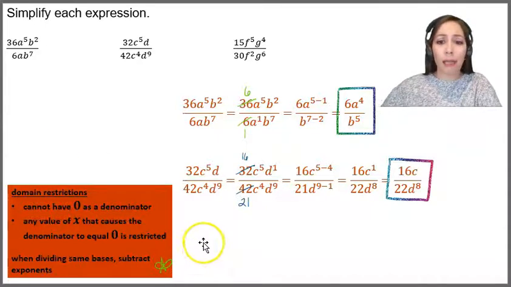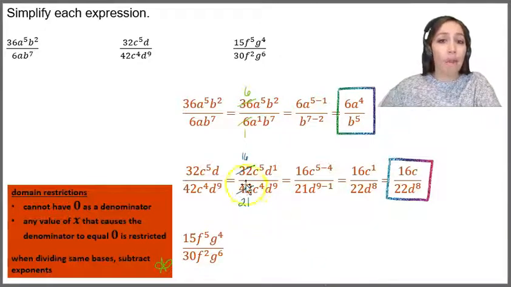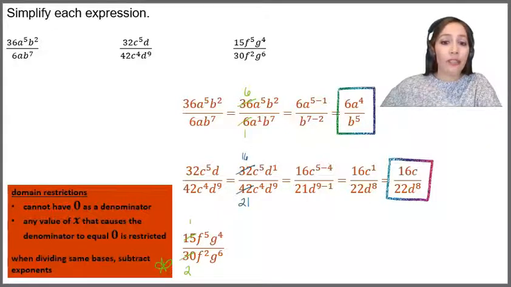Now on our last problem here, we can see we have 15 and 30 that can both be reduced by 15. 15 divided by 15 is 1, 30 divided by 15 is 2. f to the 5th and f squared, they both have the same base, so we're going to subtract 5 minus 2. Since 5 is bigger than 2, we're going to go ahead and keep the f in the numerator.